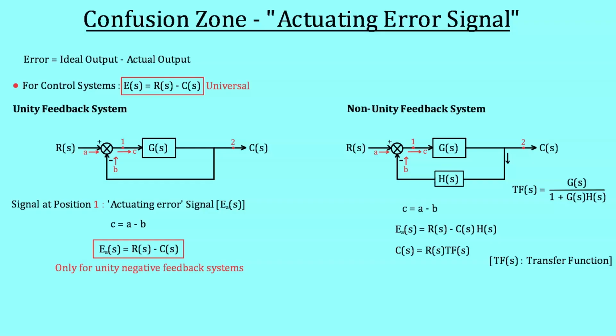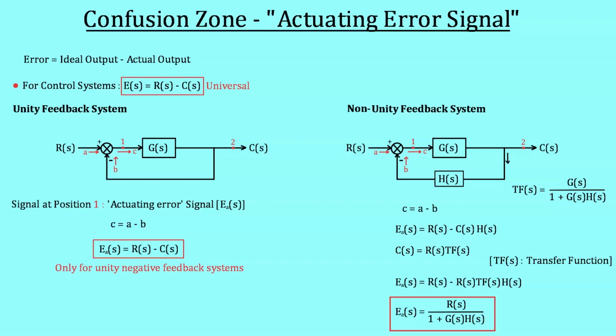Now let us find the expression for actuating error for a non-unity feedback system. We can write that the Laplace transform of the output signal is equal to the Laplace transform of the input signal multiplied by the transfer function of the system. By putting this value and after rearrangement, we can find the expression for the actuating error signal of a non-unity feedback system. And by simply putting the Laplace transform of the feedback function H(s) equal to 1, we will get the actuating error signal equal to the Laplace transform of the input signal divided by 1 plus the Laplace transform of the feed forward function, which is exactly equal to the error signal which we have already derived in earlier lectures.